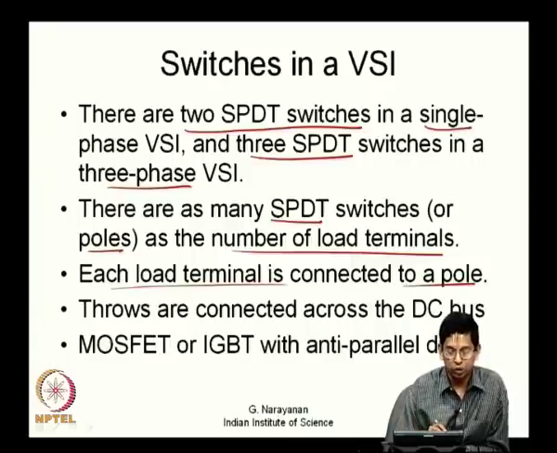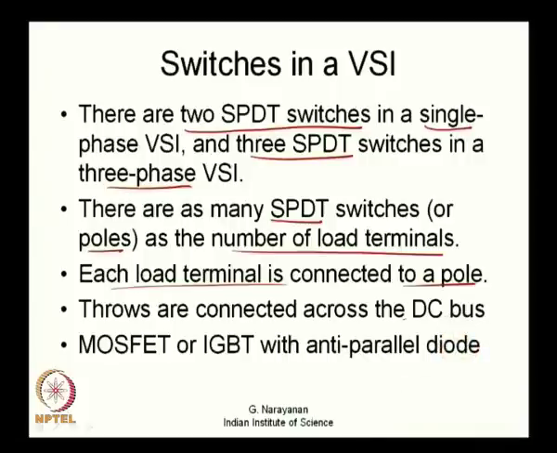And how about the throws? The throws are connected across the DC bus. The DC bus should never get shorted, and therefore, you always have the throws connected across the DC bus. And what kind of switches you use? You either use MOSFET or IGBT with anti-parallel diode. So, an IGBT with an anti-parallel diode is capable of conducting in either direction and blocking a potential of only one polarity, the collector being positive with respect to the emitter now.